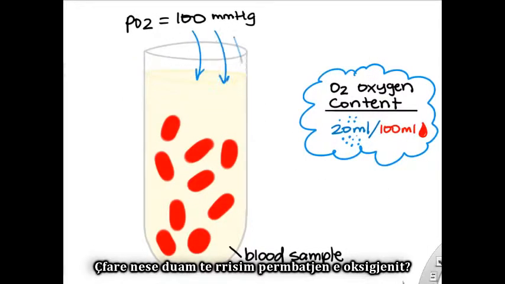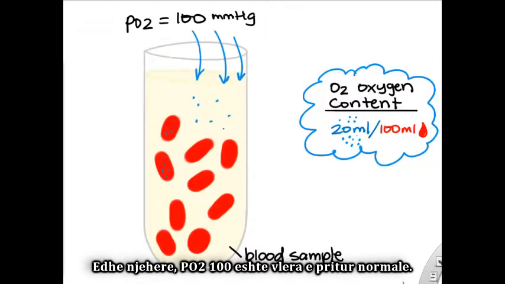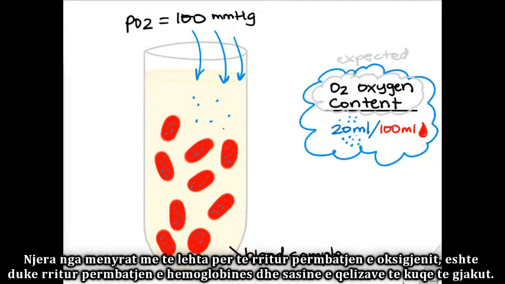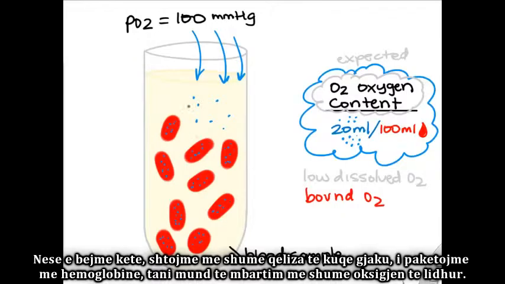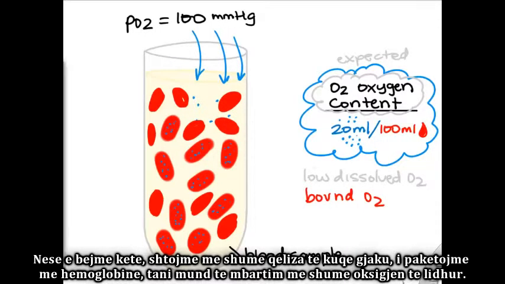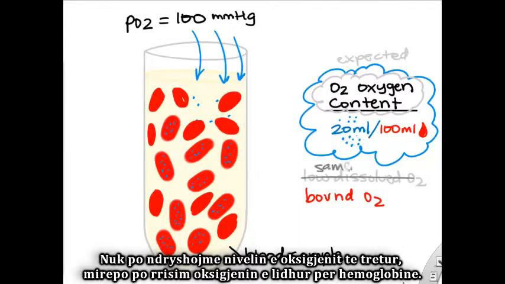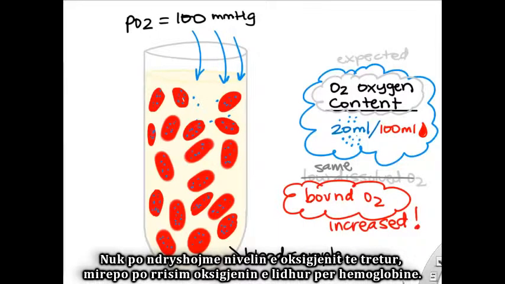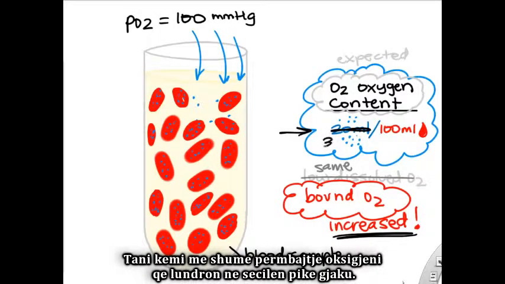What if we want to increase the oxygen content? Well, again, our PO2 of 100 is our normal expected value. One of the easiest ways to increase the oxygen content is simply to increase the hemoglobin content and the amount of red blood cells. So if we add more red blood cells, we make more red blood cells, we pack those with hemoglobin. Now we can actually carry lots and lots more bound oxygen. So we're not really changing the dissolved oxygen levels at all, but we've increased the oxygen bound to hemoglobin. So now we have much more oxygen content floating around in each drop of blood.